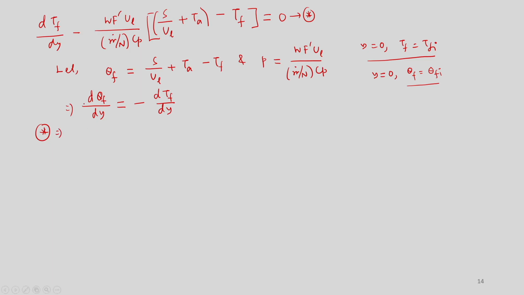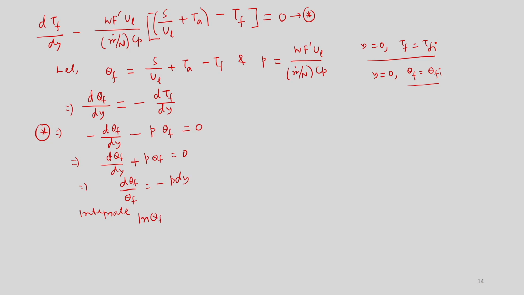So, here equation star implies what you can write is something like minus d theta f by dy is equal to, this part is p, and again this part is theta f is equal to 0. Okay. So, again what we can write, if we multiply both sides with minus 1, so d theta f by dy plus p theta f is equal to 0, or what we can write, d theta f by theta f is equal to minus p into dy, and if we integrate, what we will get, ln of theta f is equal to minus p into y plus c, right. So, this is a differential equation, okay. So, this is the solution of this.